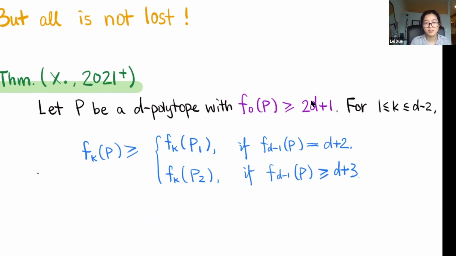So if you have a D polytope with at least 2D plus 1 vertices, if you know that the facet number is D plus 2, then it's bounded by P1. If the facet number is at least D plus 3, then it's bounded by P2. And the proof, for a similar reason, can be adapted to a slightly more general setting as well.